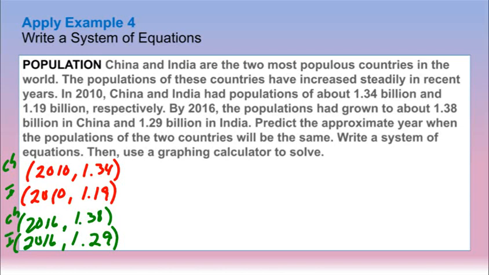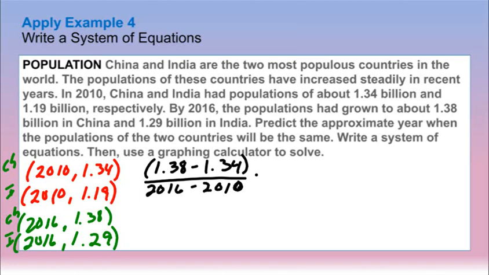So we want to do 2 lines. One is dealing with China's increase, and the other one's with India's increase. So we're going to take the numbers for China. We're going to do the change in their y, so 1.38 minus 1.34, divided by 2016 minus 2010. And this is going to give us, as a fraction, 1 over 150.